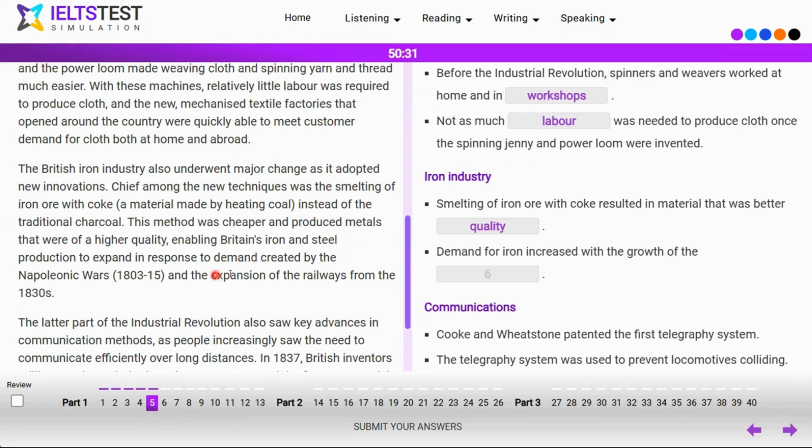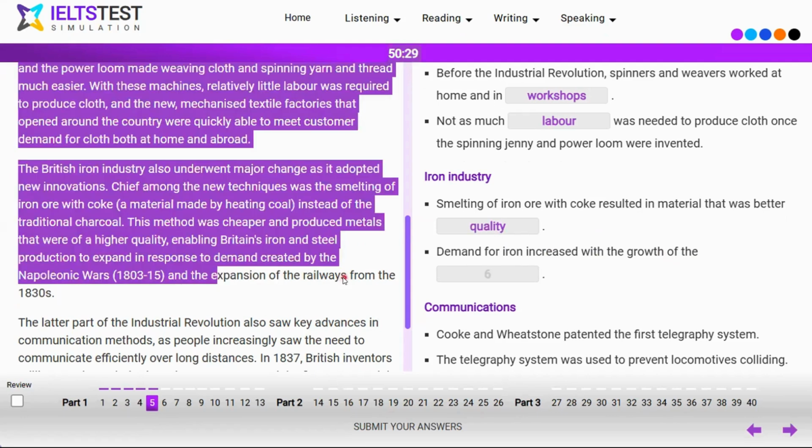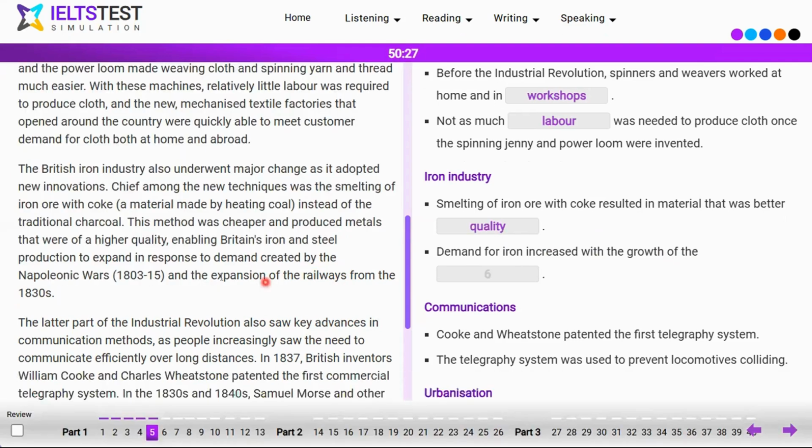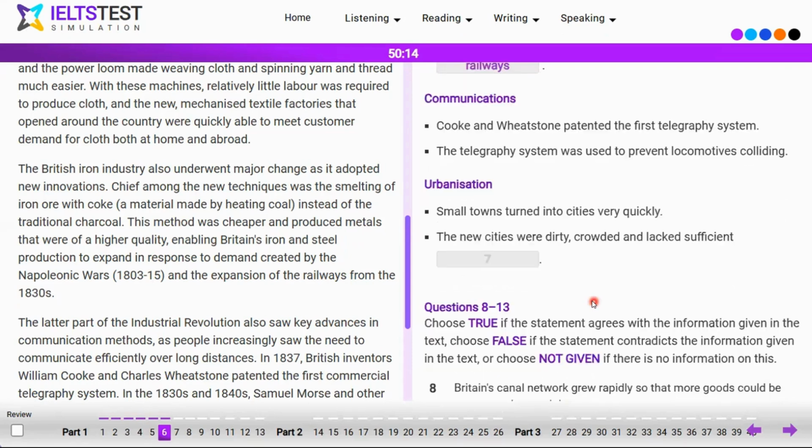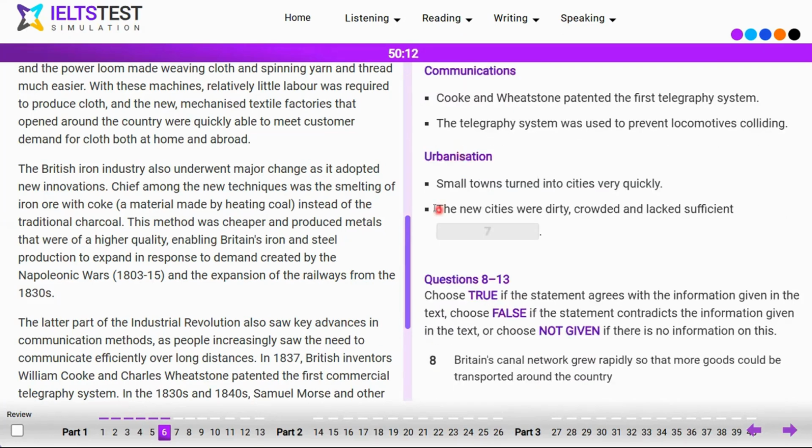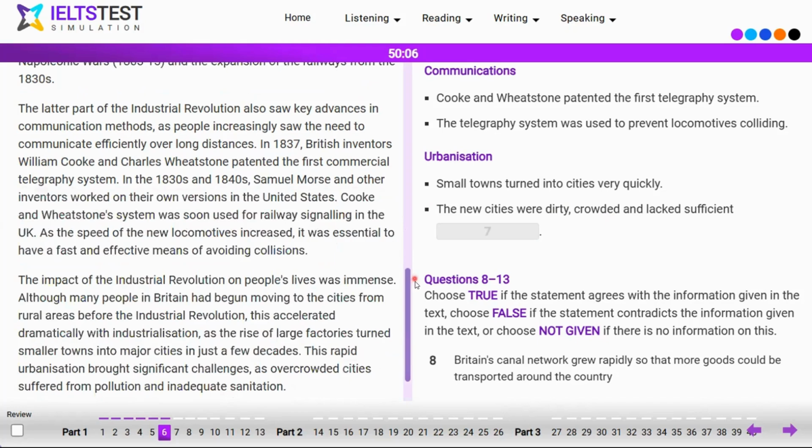It says expansion of the railway. Expansion of the what? Expansion of the railway. So my number 6 is going to be railways. Okay? So next one is number 7. Urbanization. The new cities were dirty, crowded, and lacked sufficient dash. So let's go to the passage.